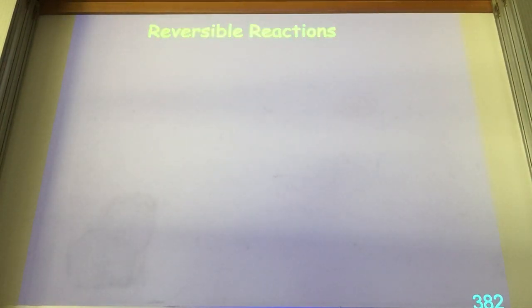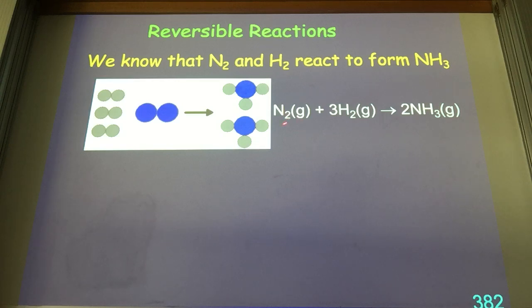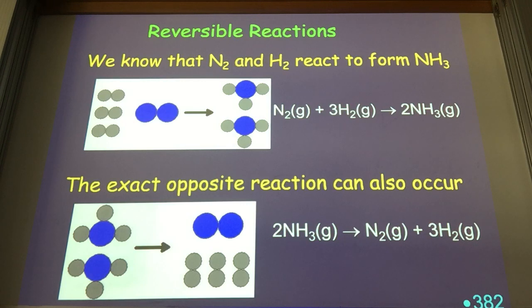So first of all, reversible reactions. Now we're looking at reactions here which don't go all the way to produce all the product. So what we see for a reaction like the Haber reaction between nitrogen and hydrogen to produce ammonia, we know that this reaction goes, it's a very important reaction, we make lots of ammonia this way. But what we also need to recognise is that the exact reverse reaction also occurs. Ammonia decomposes into nitrogen and hydrogen.